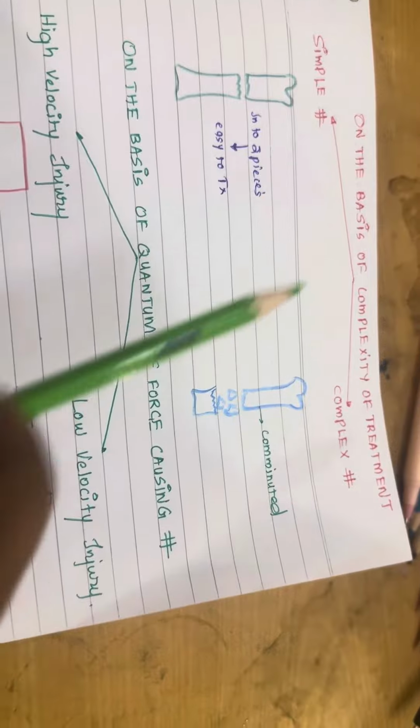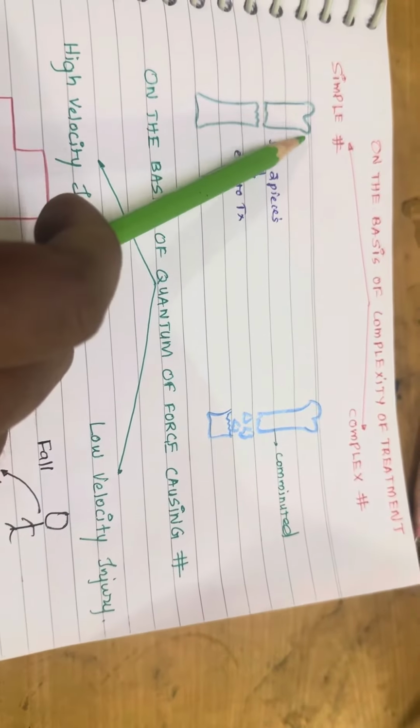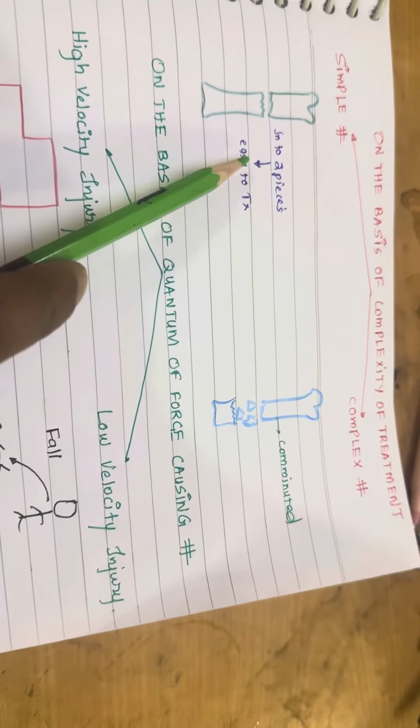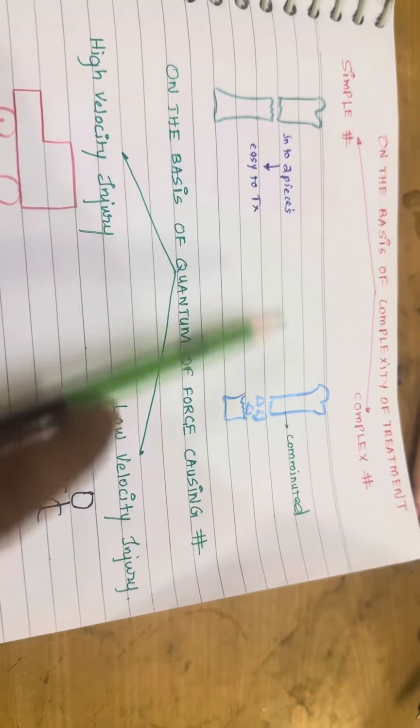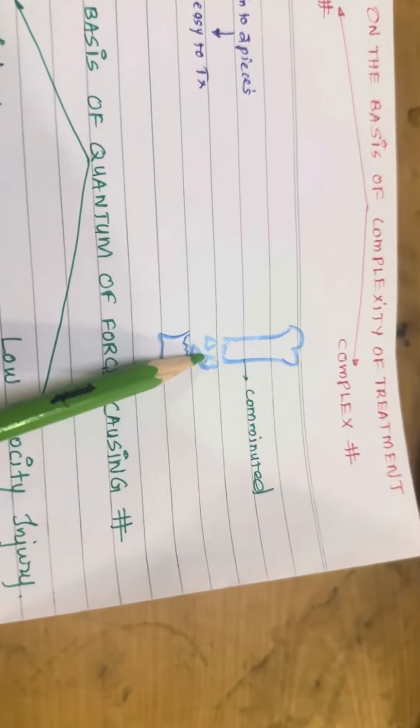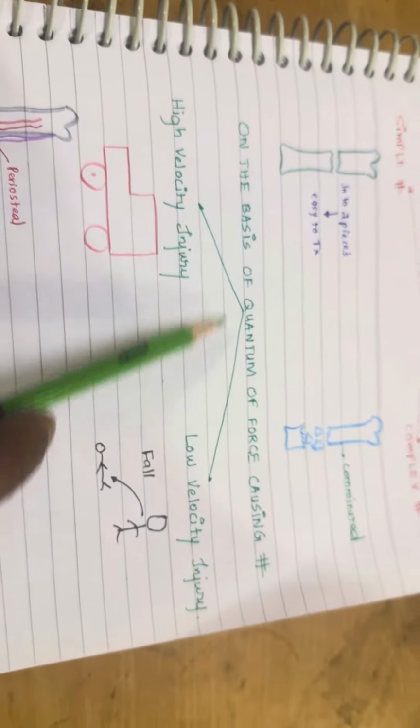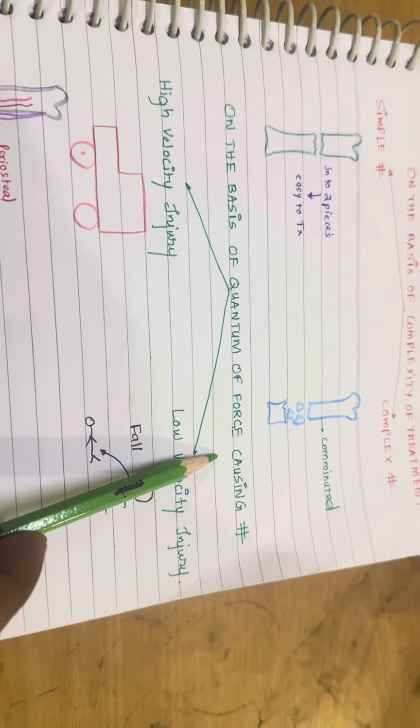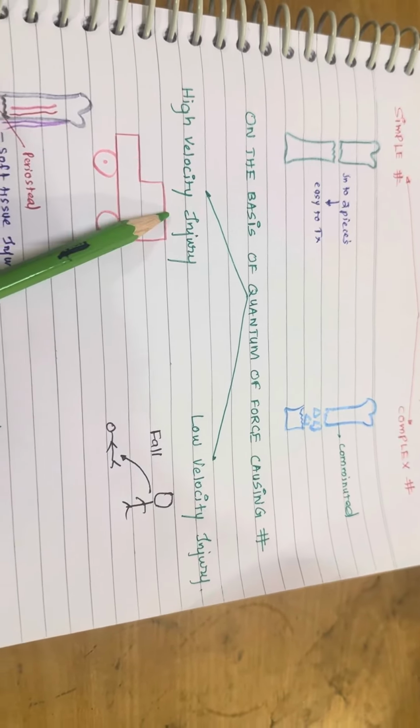Next is on the basis of the complexity of treatment: simple fracture and complex fracture. Simple fracture means two pieces, easy to treat. Comminuted means multiple fragments will be there. Okay, on the basis of the quantum of force causing the fracture: high velocity injury and low velocity.